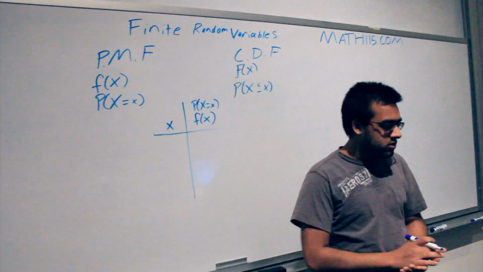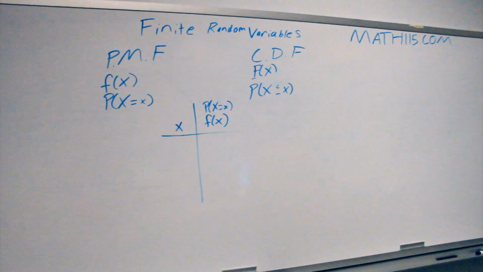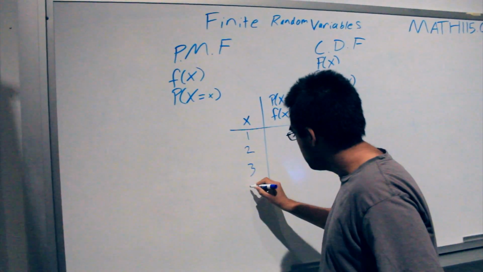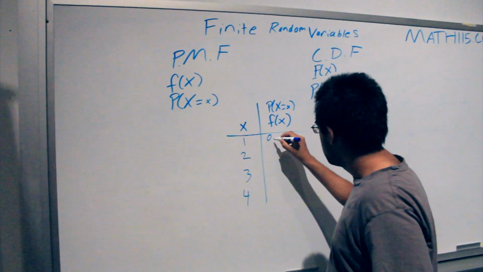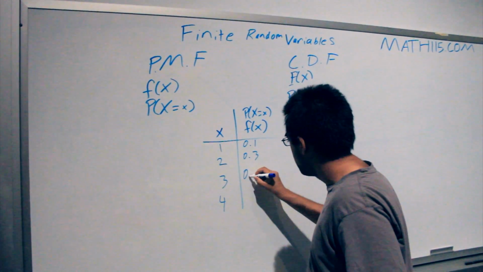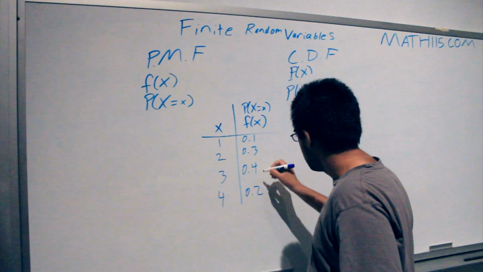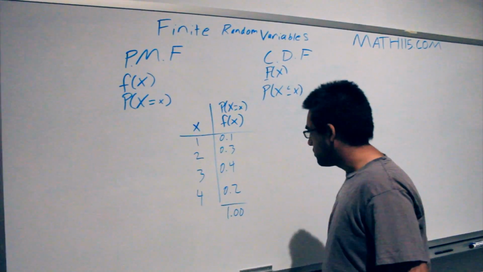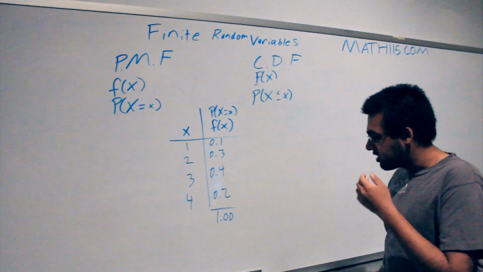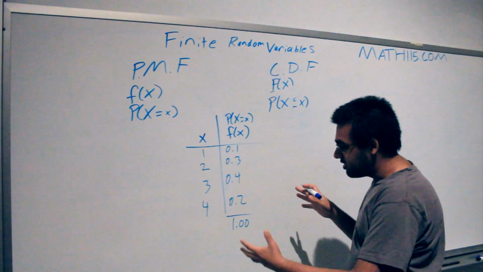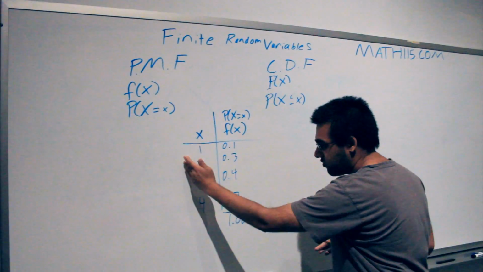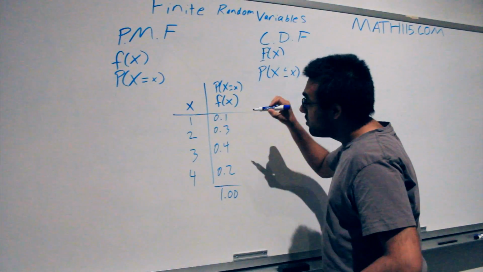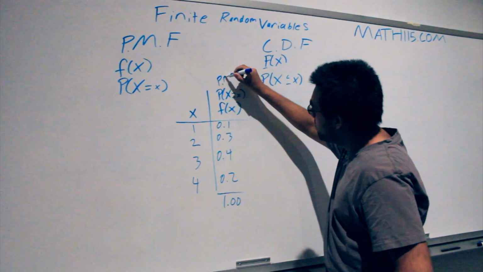And what we'll do is we'll do 1, 2, 3, and 4 for x. And we'll give these the probabilities 0.1, 0.3, 0.4, and 0.2. And we know that's right because these should add up to 1.0. So that's right, because these probabilities add up. So in this context, these are your x values, your variables, and these right here are your probabilities. And these are also known as your PMFs.